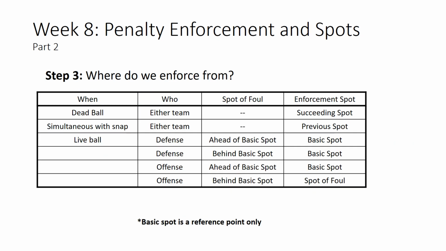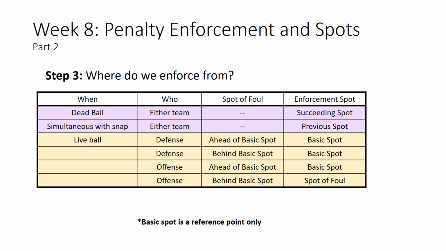Here's a high-level view of determining our enforcement spot. Factors include when the foul occurred, who fouled, the spot of the foul, and then the enforcement spot based on those factors. Remember that dead ball fouls by either team are always enforced from the succeeding spot, and fouls simultaneous with the snap, such as false start, illegal shift, or illegal motion, are enforced from the previous spot.